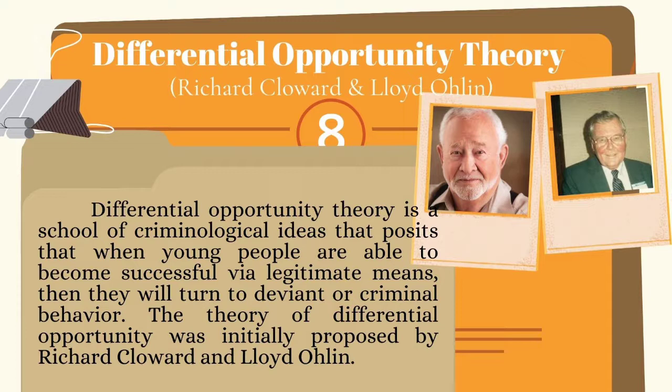Cloward and Ohlin view the explanation, which is why not all people who struggle with adaptation become criminals, in the fact that access to illicit means, or alam nila may pinagbabawal, they may also be restricted for criminal activity, and that's what we call the differential opportunities.